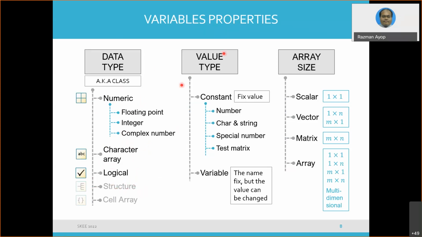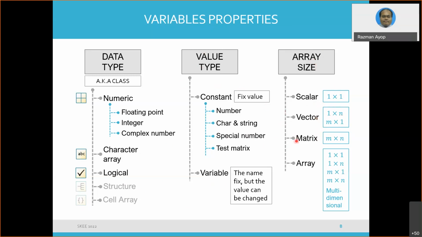And then value type can be a constant, a number or character or string. This one is just ABC, number is number, special number, text, matrix, or it can be a variable. That is the value type. And then this one is array size, like I mentioned before. You need to know this abbreviation. Scalar is just basically a 1 multiplied by 1 matrix, meaning it's just a number. Vector means it is numbers in a horizontal or vertical line. I will show it to you later.